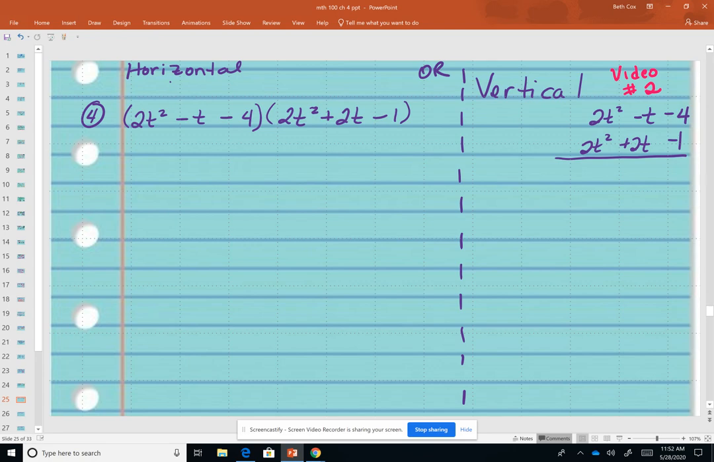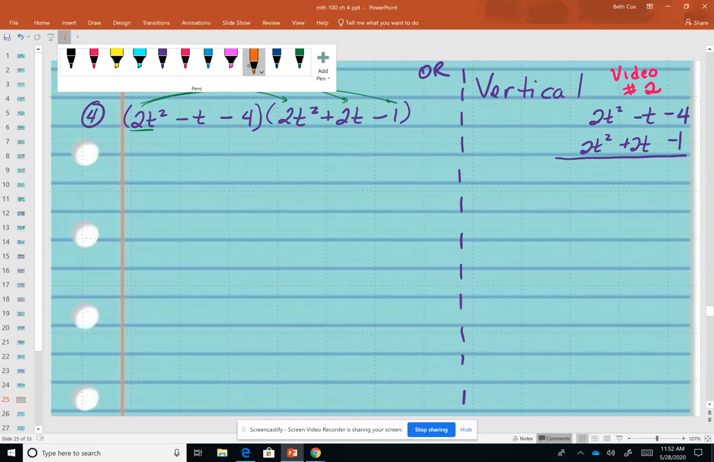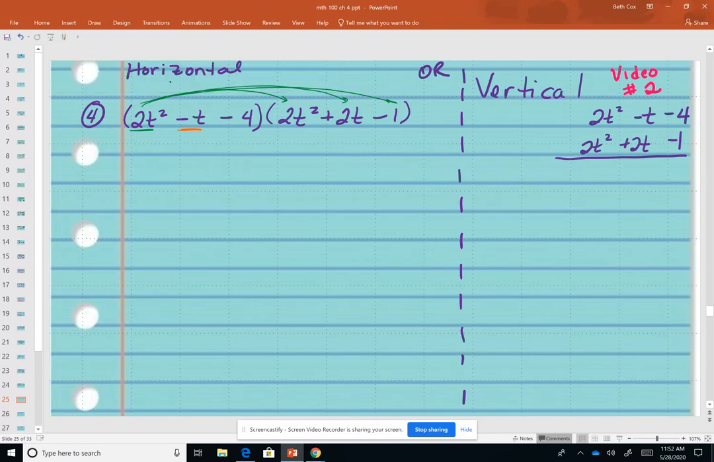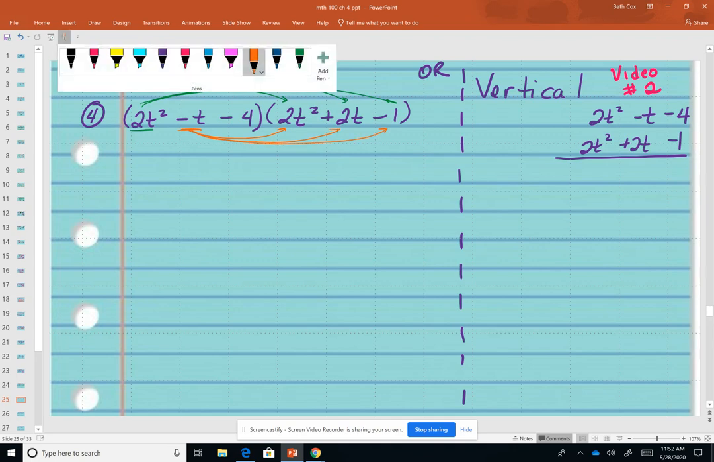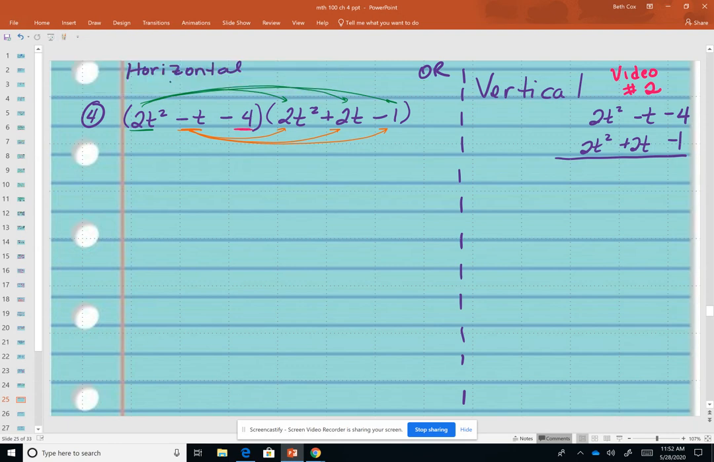Okay, so let me plan it out. I'm going to take the first one here and multiply by all three of those. And then I'm going to take the second one and multiply it by all three of those. And then I'm going to take the third one and multiply it by all three of those. Okay, so I've got 9 multiplications to do. I'm going to try to write it small. And so here we go.